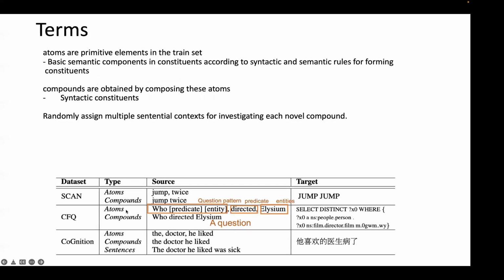Then we go to some basic terms. They use two concepts. The first one is called atoms. They are primitive elements in the training set, and they are basic semantic components. And there is the concept of compounds, and they are obtained by composing the atoms.